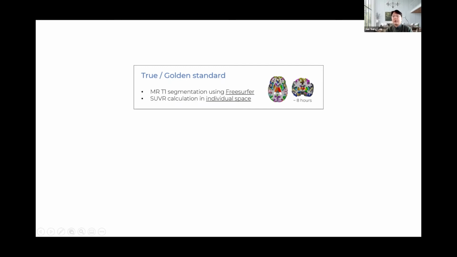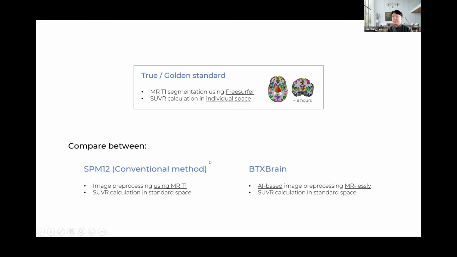I mean that parcellation requires about 8 hours for each individual's brain image processing. But this parcellation in the individual space is very accurate. So that is why we used this FreeSurfer based parcellation and FreeSurfer based quantification as a gold standard for the comparison. And the PET quantification was performed using both SPM 12, a kind of conventional method, and BTXBrain.